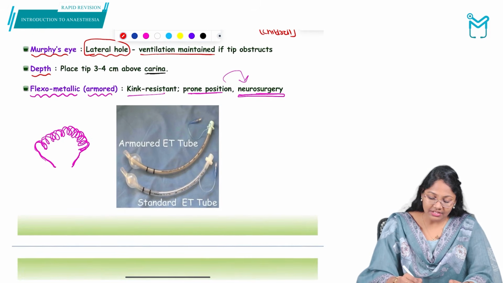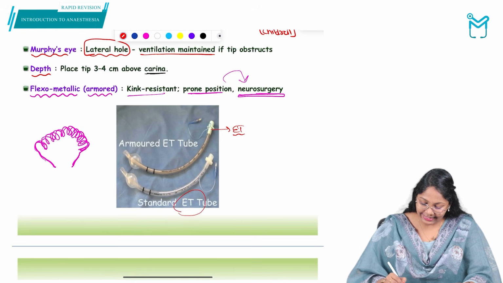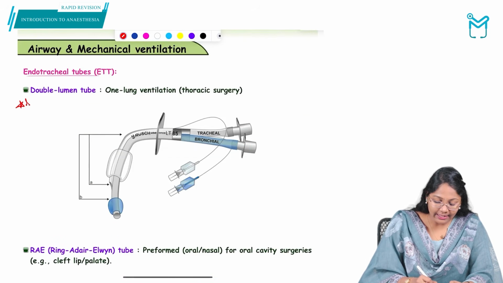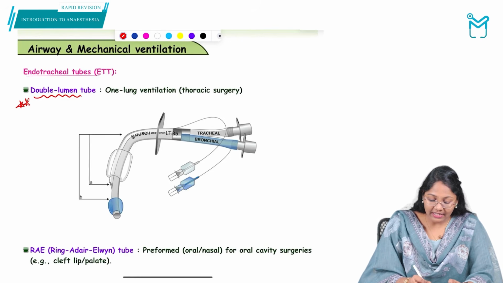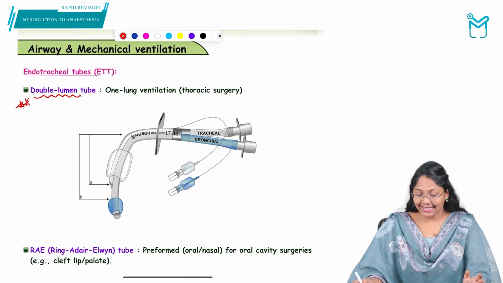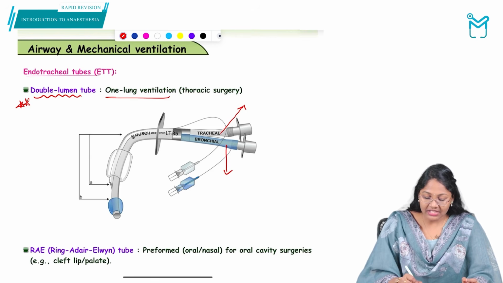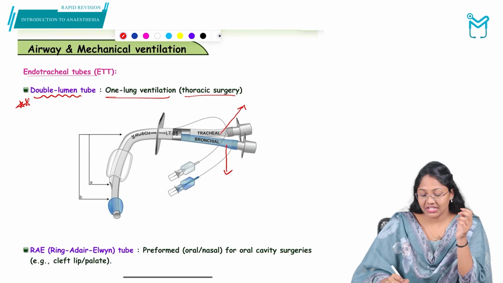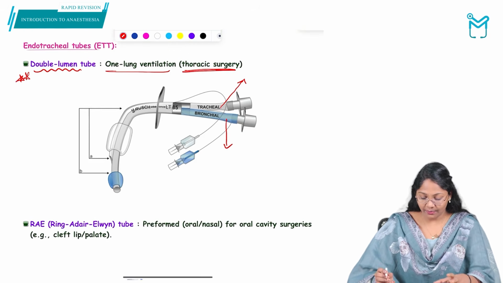Now these are the images I want you to know. This is the armored endotracheal tube and this is the standard endotracheal tube. Now this is a very important and many times asked tube, which is nothing but the double lumen tube. Why do we say double lumen? Because it consists of two lumens, which is useful in one lung ventilation. When we do surgeries like thoracic surgery, we use this double lumen tube.